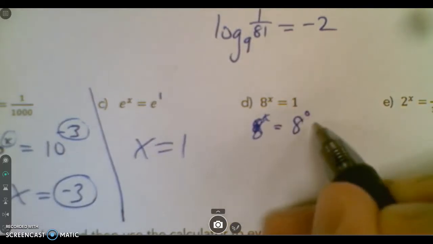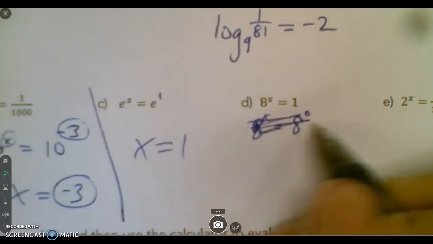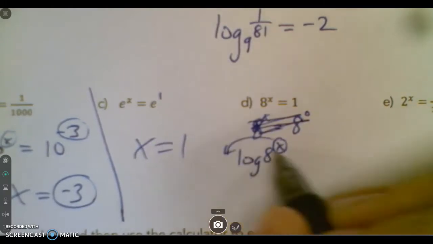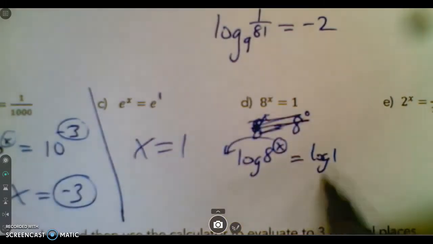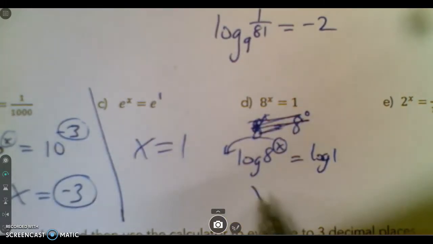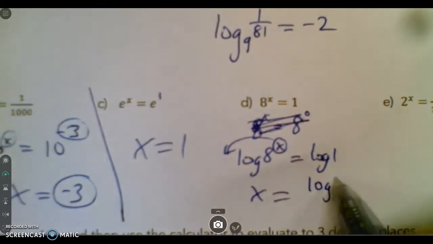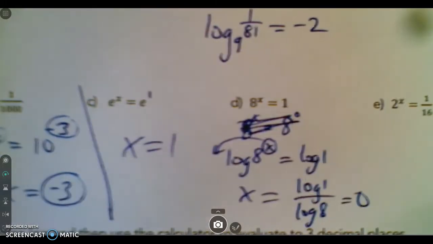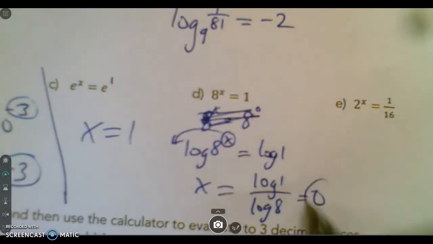Well, anything to the 0 power is 1. But if you didn't know that, you could still just log both sides, drop that out, and x is going to be common log of 1 over common log of 8, which is still 0. Any way you slice it, you're getting 0 for that.